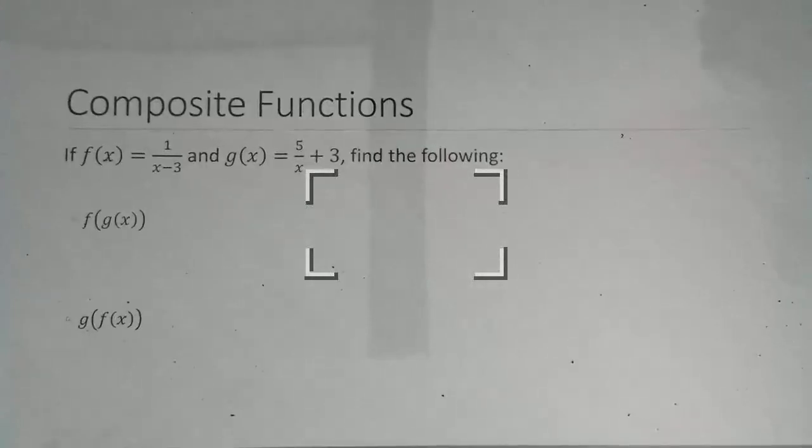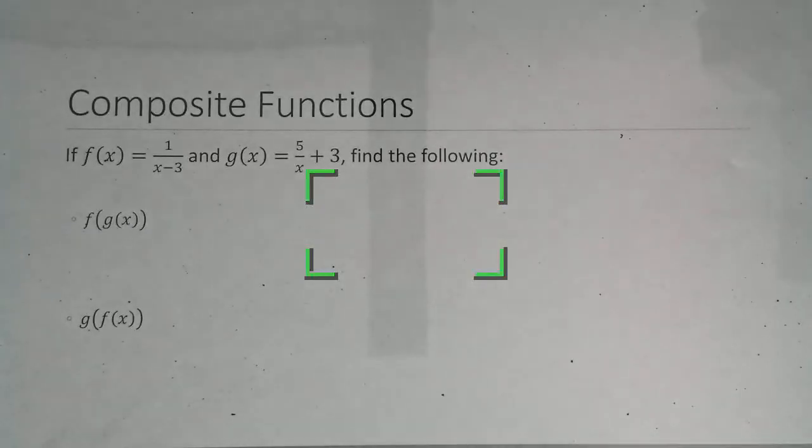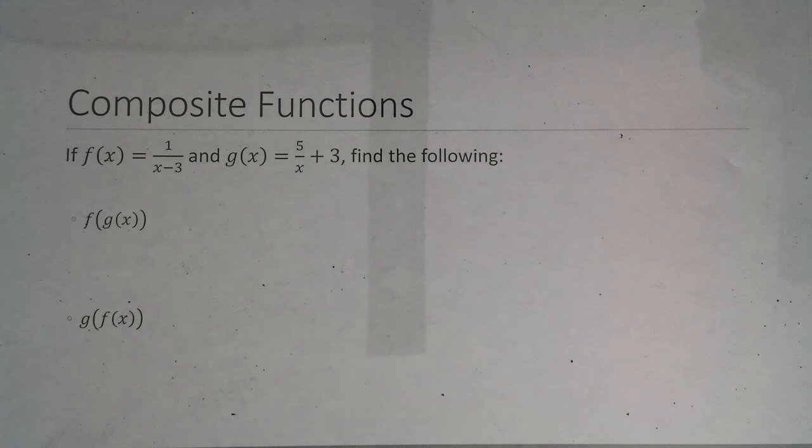We're going to look at one more problem, and we're going to look at f of g of x and g of f of x. For this example, if f of x is equal to 1 over x minus 3, and g of x is equal to 5 over x plus 3, we want to find f of g of x and g of f of x.